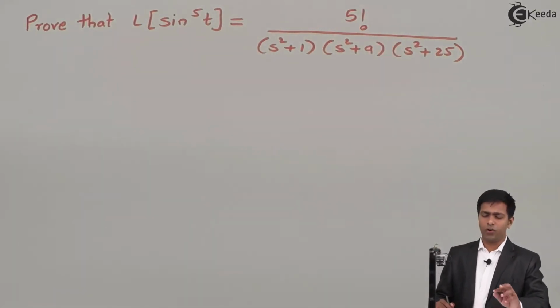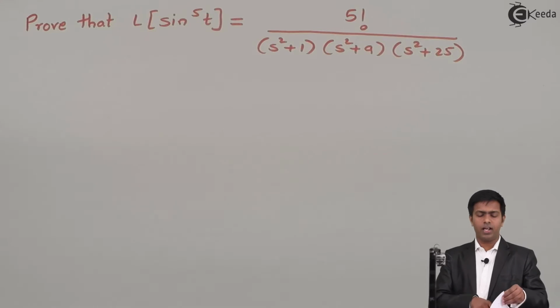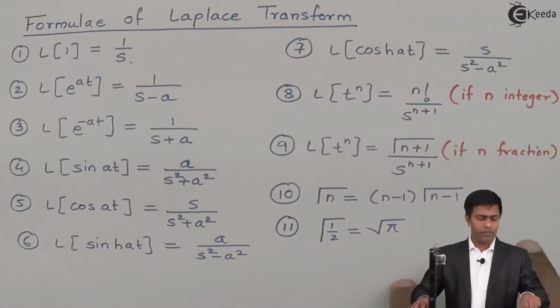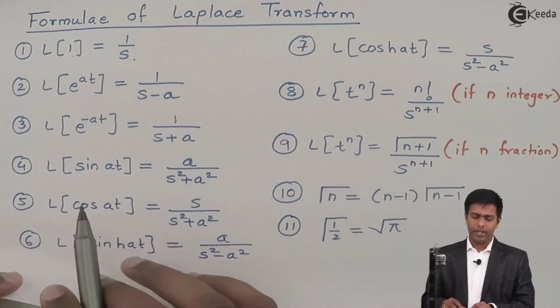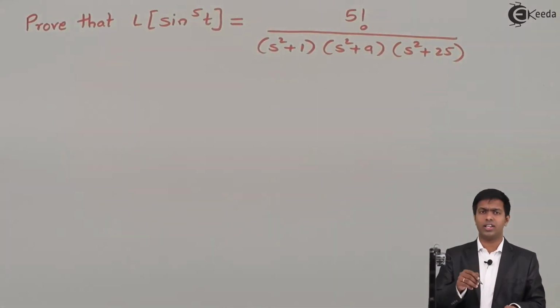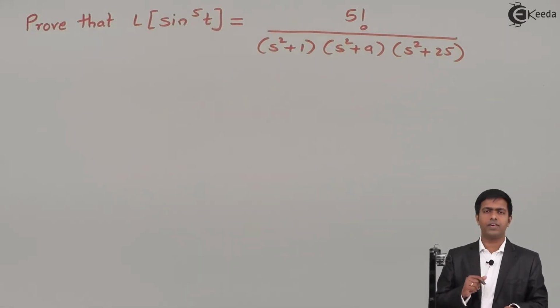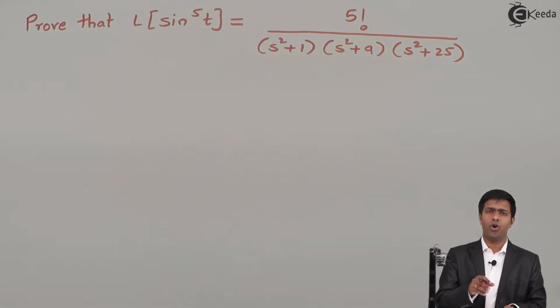Now, my friends, if you observe the function of t, it is sin^5 t, and we do not have any standard formula to find the Laplace of sin^5 t directly. But we have certain formulas to find the Laplace of sin at and cos at. So if I reduce this sin^5 t term in terms of sin at and cos at, I may apply those formulas to get the value. So my first job is to reduce sin^5 t into terms of sin at or cos at.